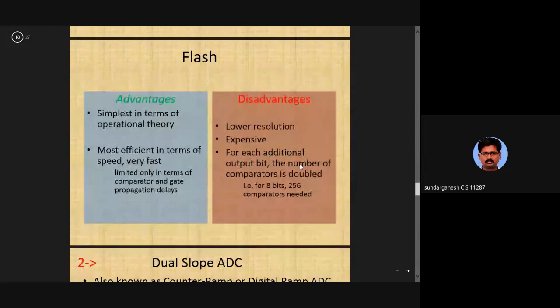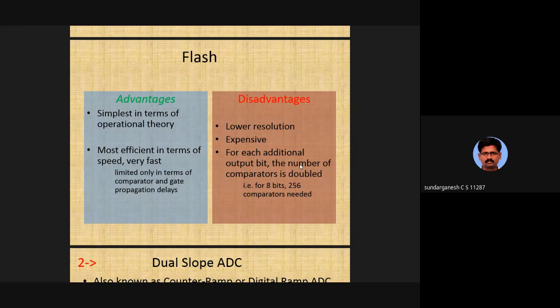So it is very simple in operation and very fast also, but the resolution is very low and the cost is very expensive. So if you want to increase the number of bits, the cost is increased double times, triple times.